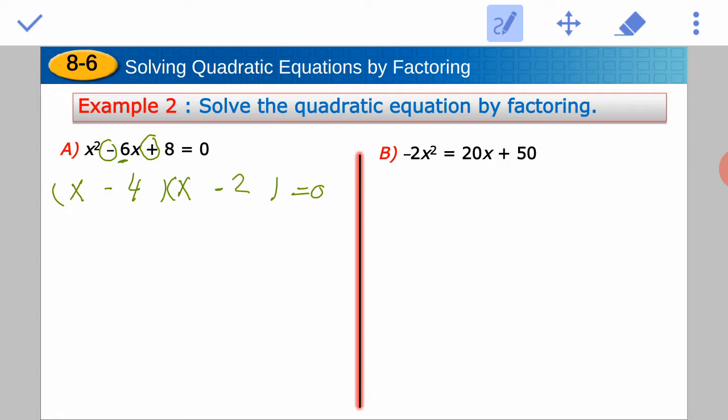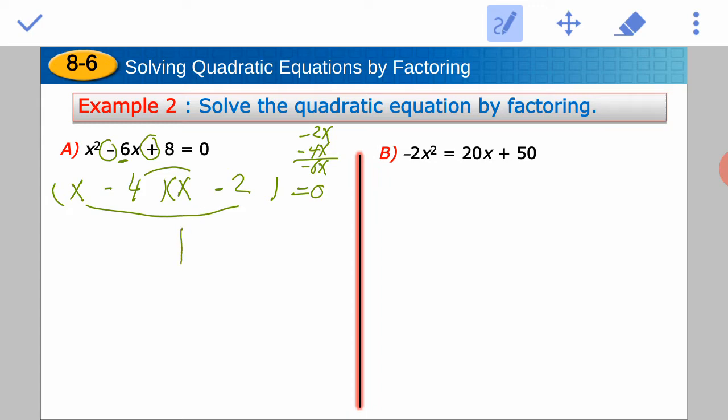Guys, you can always check the outer and the inner. Outer, they give us negative 2x, and the product of the inner terms gives us negative 4x. If you add negative 2x and negative 4x, they add to negative 6x. My middle term is negative 6x, so factoring is great.